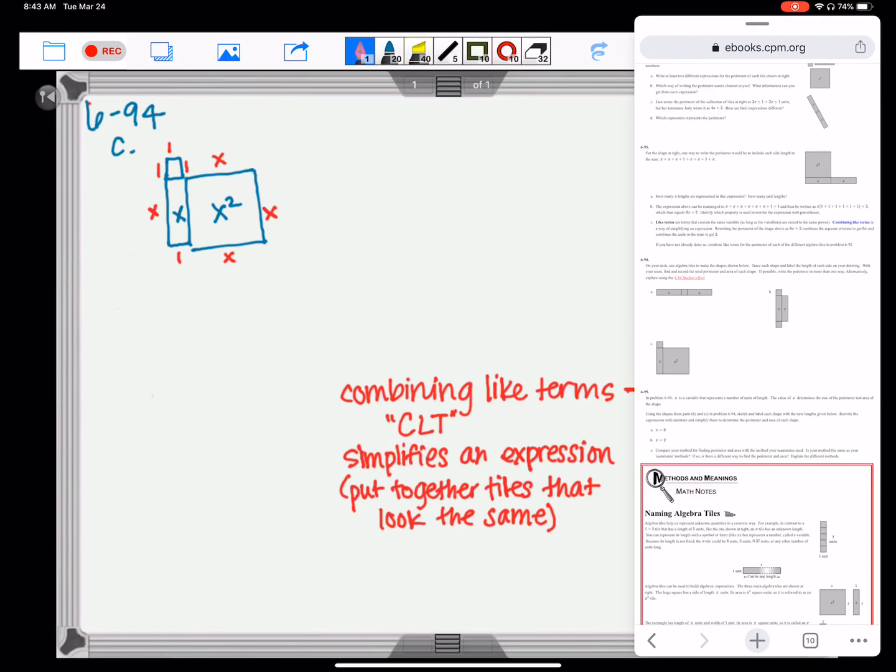Okay, so same as the last problem, we're going to write out the perimeter. So we're going to add up all the sides, and I'm going to start at the top again. So we have 1 plus X, starting here, going around this way. So 1 plus X plus 1 plus X plus X plus X plus 1. Let me make sure you got that correct. So 1, X, 1, X, X, X, and 1. Okay, I didn't want to mess it up.